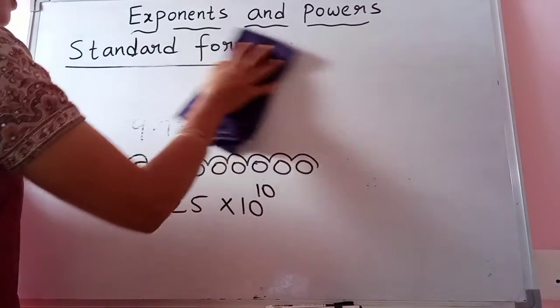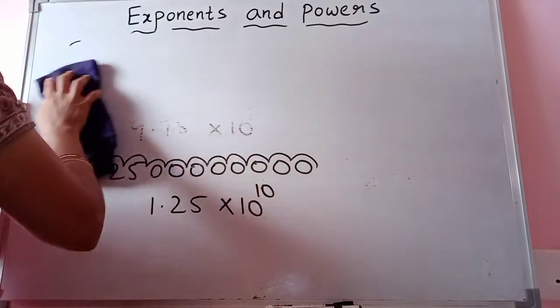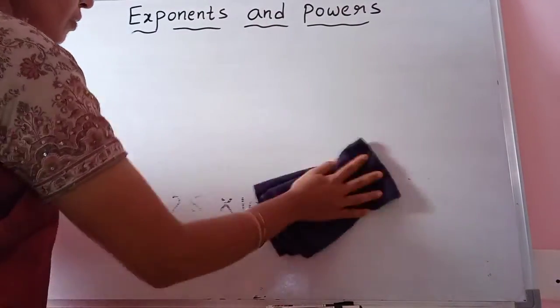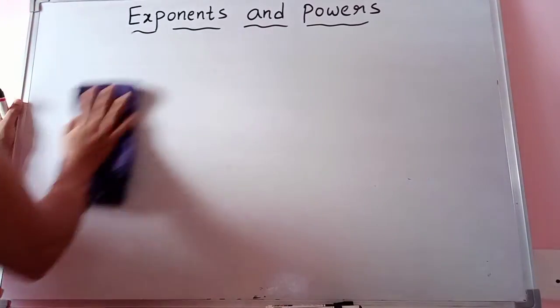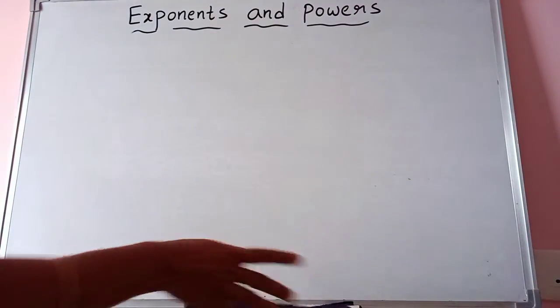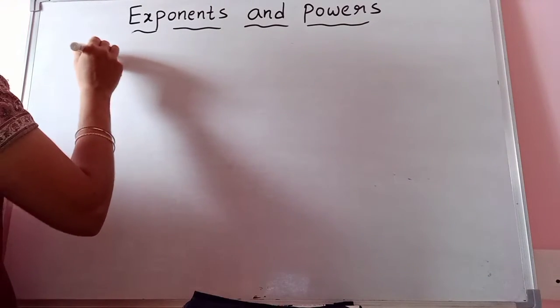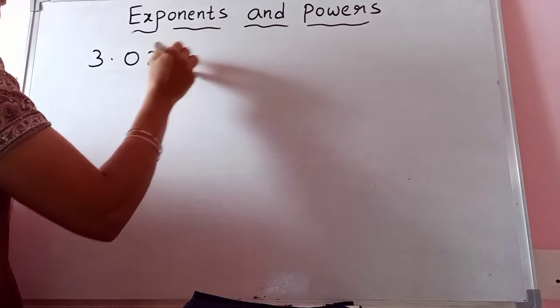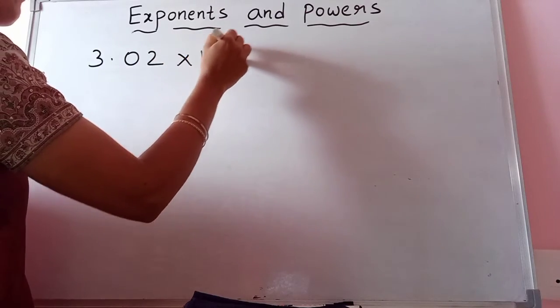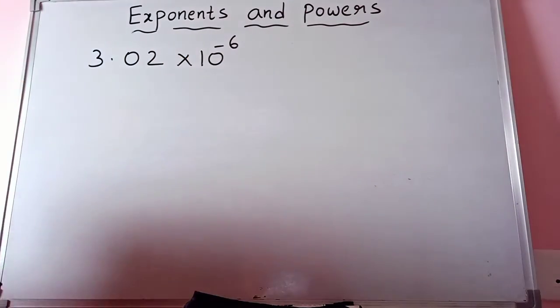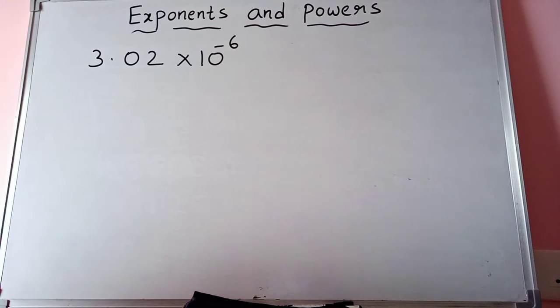Now, if the standard form is given, then how to write the usual form? Now we came to know how to write in standard form. For example, if they give a standard form in some problem, we should write it in usual form. For example, let's take one number, 3.02 into 10 raised to the power of minus 6. Now the standard form is given already. Then how to express it in usual form, we'll see now.